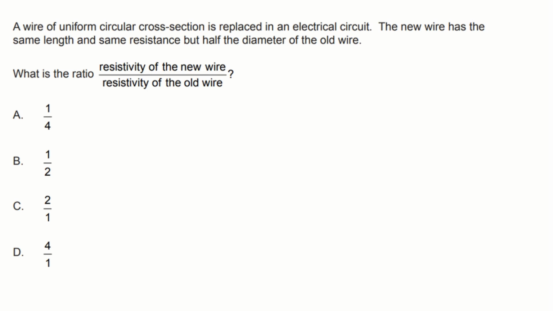We have a uniform cross-sectional area, circular, and we have a new wire with the same length, same resistance. It's going to be important for later, half the diameter. We want to know the resistivity of the new over the resistivity of the old.